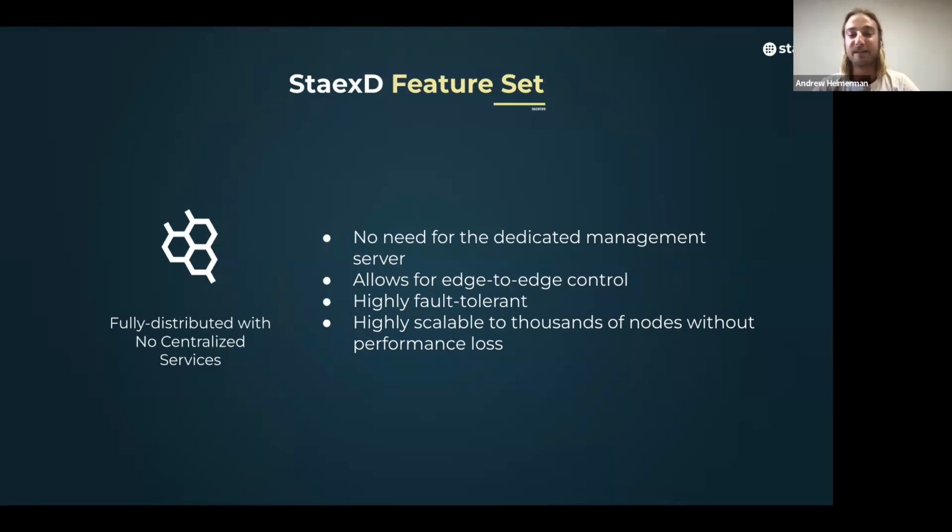It means that it's highly fault tolerant. Basically, the whole network would have to go down for it not to function, instead of just one singular piece, that singular controller like in Kubernetes. And it means it's also very, very scalable to thousands of nodes, and we don't have any performance loss. Whereas with other systems like Kubernetes, you wouldn't be able to scale to that level because of the need for more centralized services and communication.